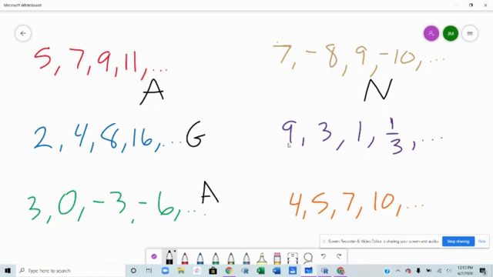Next one, we've got 9, 3, 1, 1/3. From 9 to 3, you might have said, well, -6, but hopefully you saw very quickly that that does not work out. If you have a fraction in your problem, but not every single number is a fraction, it's probably not arithmetic. It's not that it can't be, it's possible, but I would lean towards the geometric or the neither.